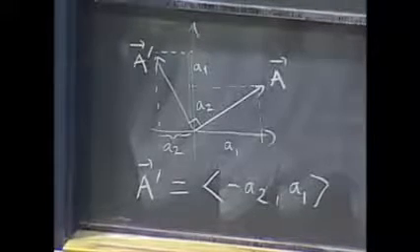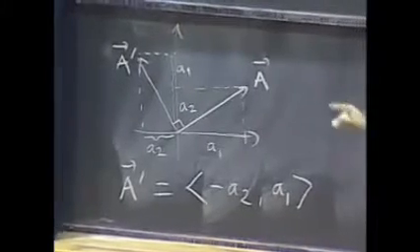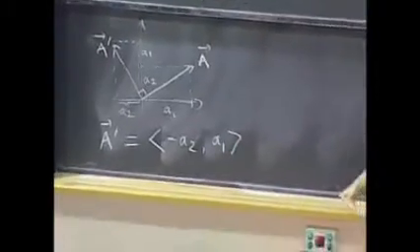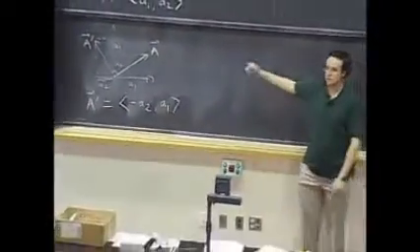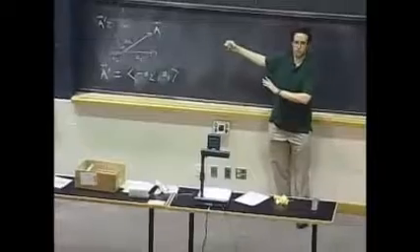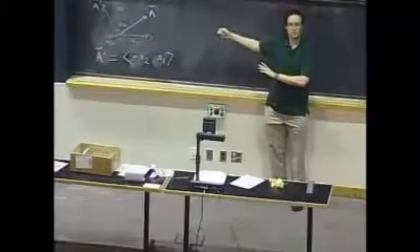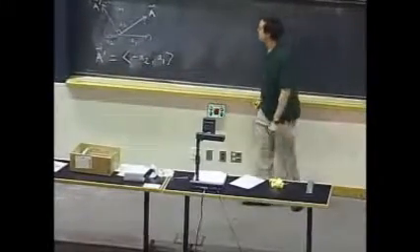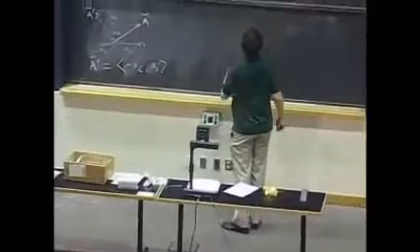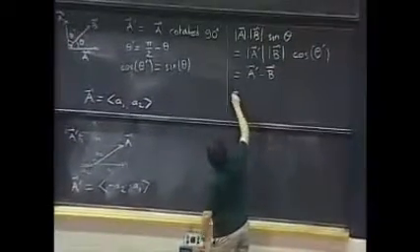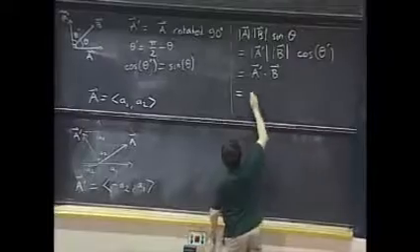If you wanted instead to rotate clockwise, then you would do the opposite. You would do A2, minus A1. Okay, is that reasonably clear for everyone? Okay. So, let's continue that calculation there.